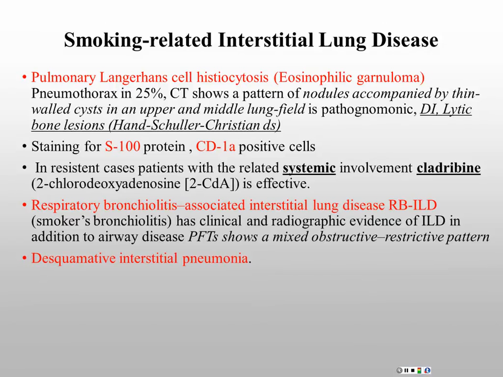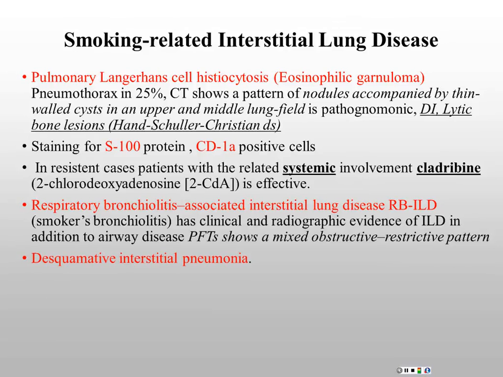Smoking-related interstitial lung disease, such as Langerhans cell histiocytosis. A smoker will usually present with pneumothorax, and you have to remember for your test, even in internal medicine, the S100 and CD1a. So just remember these two markers for that disease. The most important thing is to stop smoking. For treatment, cladribine can be used, it can help.